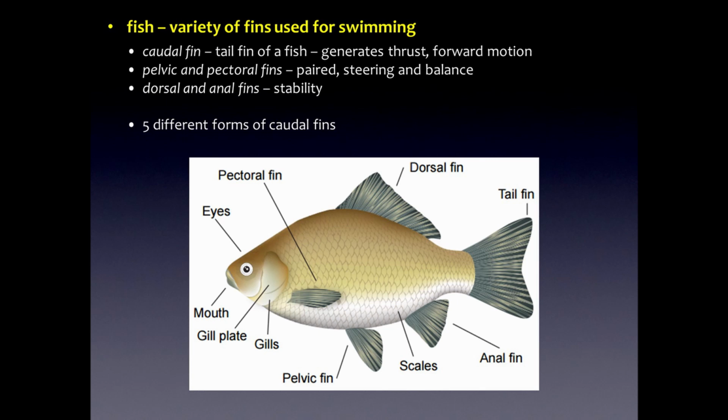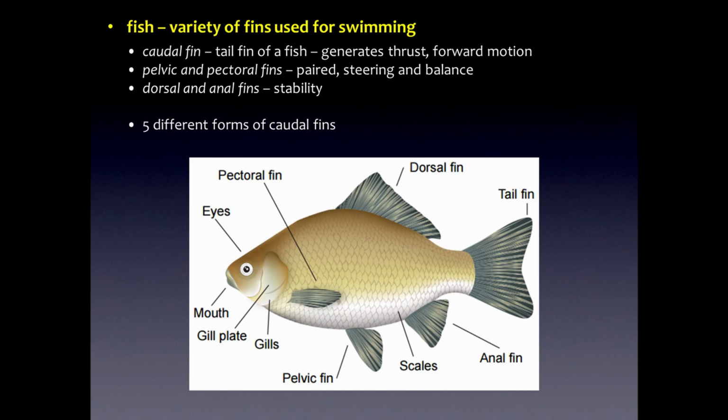These are usually paired, so we have one of each on opposite sides of the fish's body. They help steer the fish through the water. It helps maintain balance within the water. And then we have the dorsal and the anal fin, so the dorsal on the back of the fish. That's the fin that you'll see on the shark appearing out of the water. The anal fin, these help the fish maintain stability.